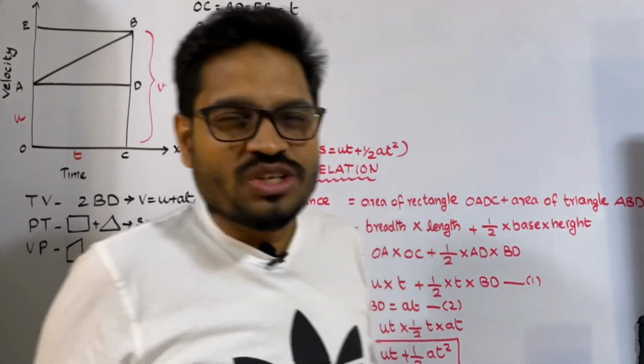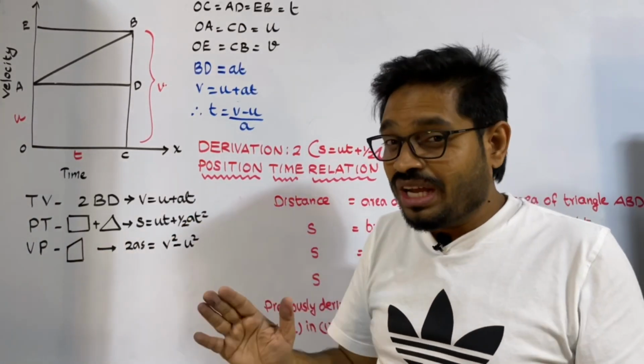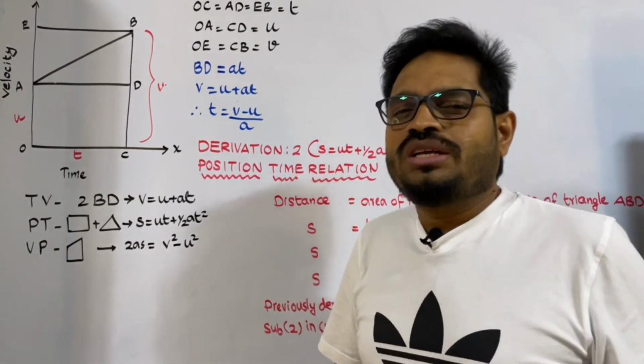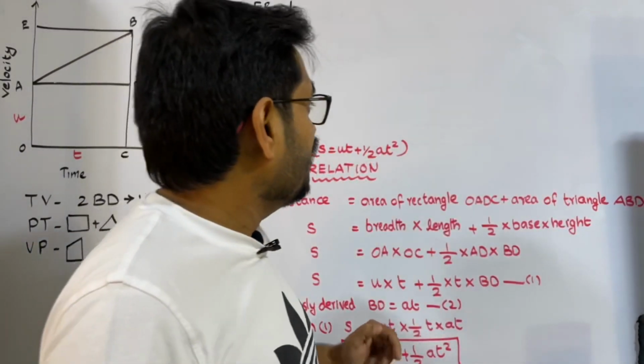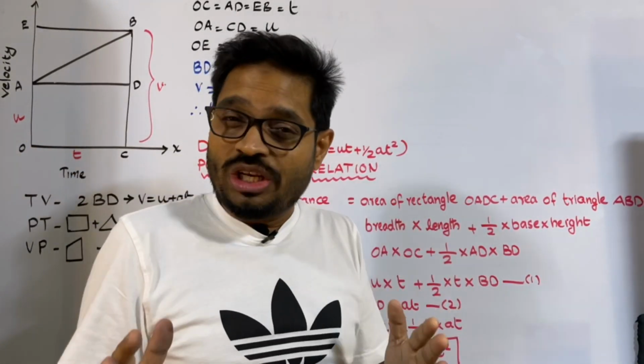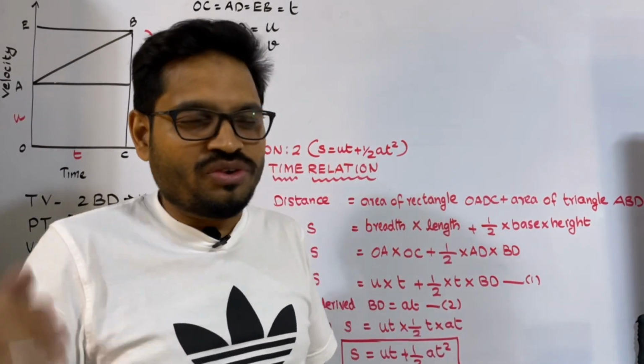Now let us go. As we told, we start from the area of a graph. The area in that particular velocity time graph is equal to the distance traveled. So that's a very commonly understood thing for you in this chapter.